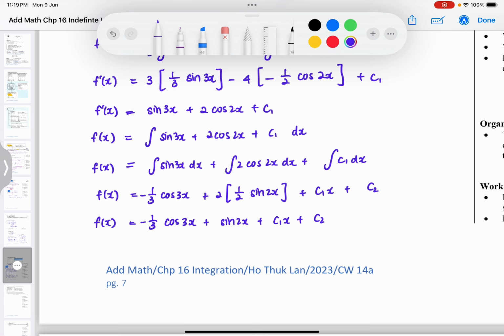So what are we given in the question? We were given f of 0 equals 0. So this tells us that when x is equal to 0, f(x) is 0. So 0 is equal to negative 1/3 cosine 3 bracket 0 plus sine 2 bracket 0 plus c1 bracket 0 plus c2. Then I know that cosine 0 is 1, sine 0 is 0, so this becomes c2 equals 1/3.